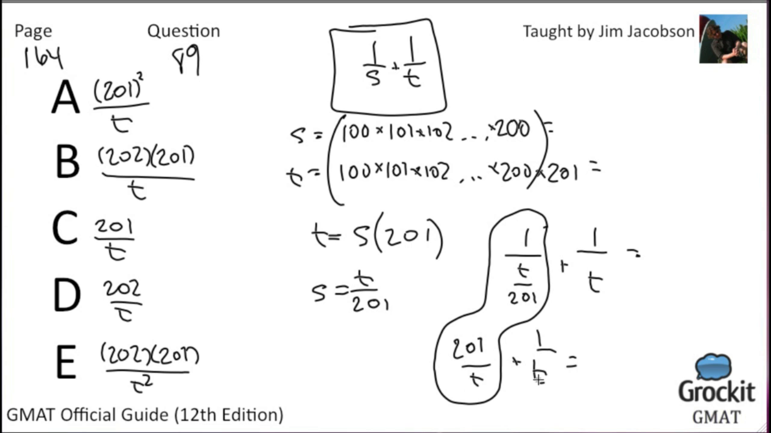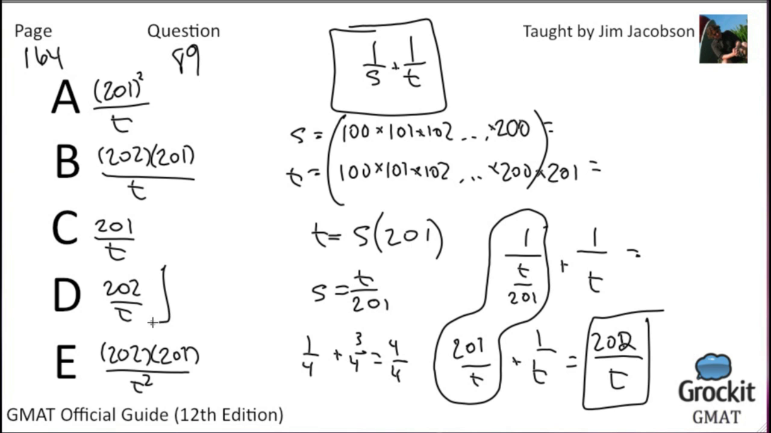Since these two fractions have the same denominator, both over t, we can just add the numerators, just like 1/4 plus 3/4 gives 4/4. You can add 201 over t plus 1 over t and get 202 over t. That is our answer choice D, 202 over t. On to the next one.